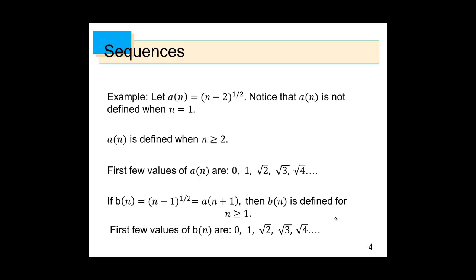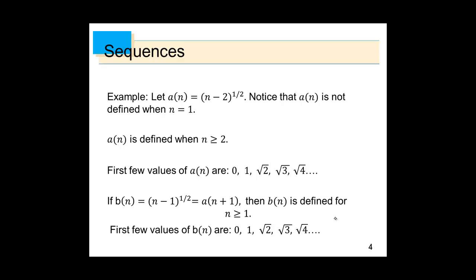So it is defined when n is 2, n is 3, n is 4. But if n is less than 2, then this sequence is not defined anymore, right? Am I making sense? So 1 is not in the domain of this sequence. Okay, it starts at 2. The domain starts at 2.